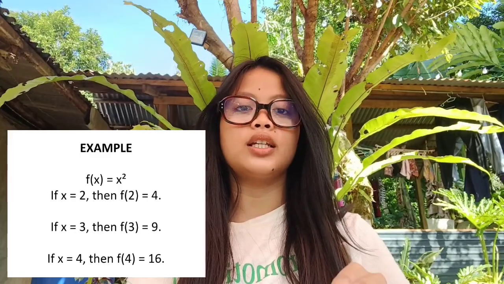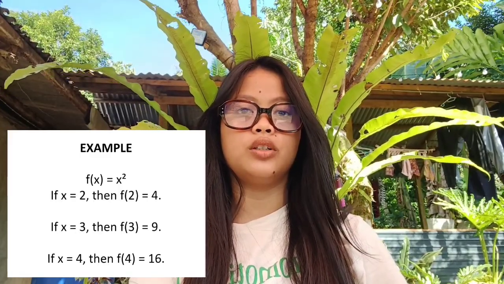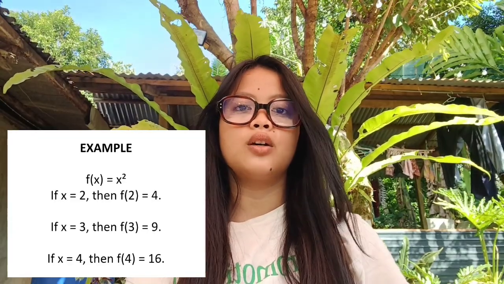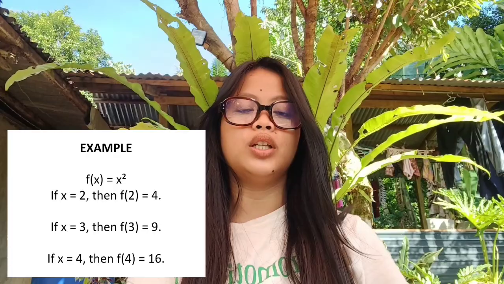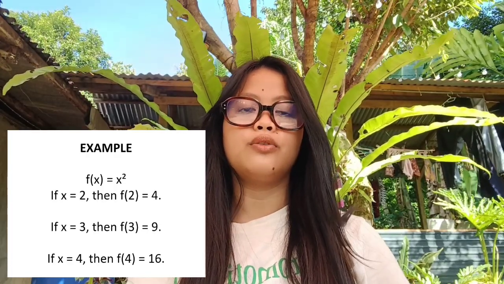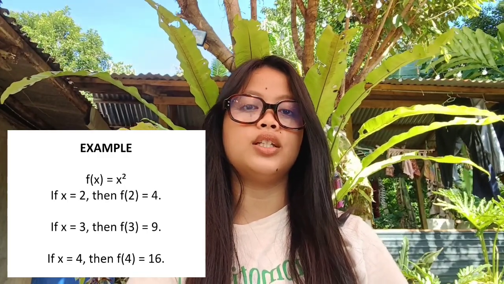Another example is f(x) = x squared, but only if we take positive numbers as input. So if x is equal to 2, then f(2) is equal to 4. Also, if x is equal to 3, then f(3) is equal to 9. As we can see, every input gives us a unique output, or result. That's why this function is injective.